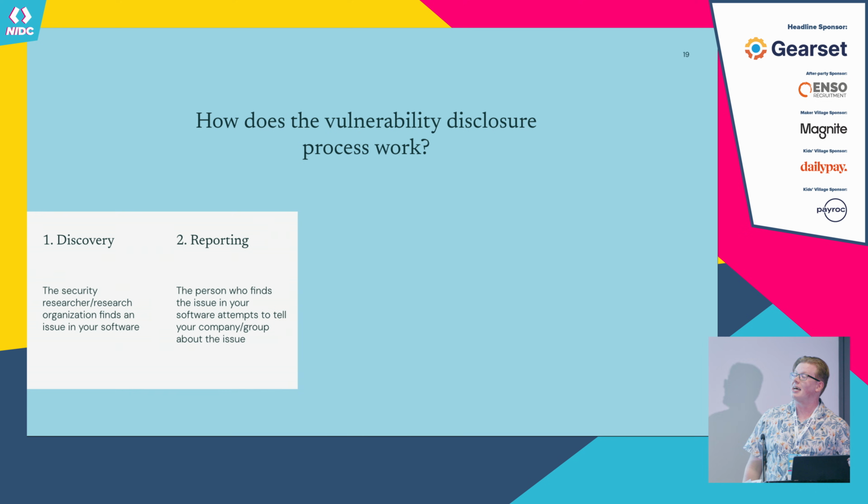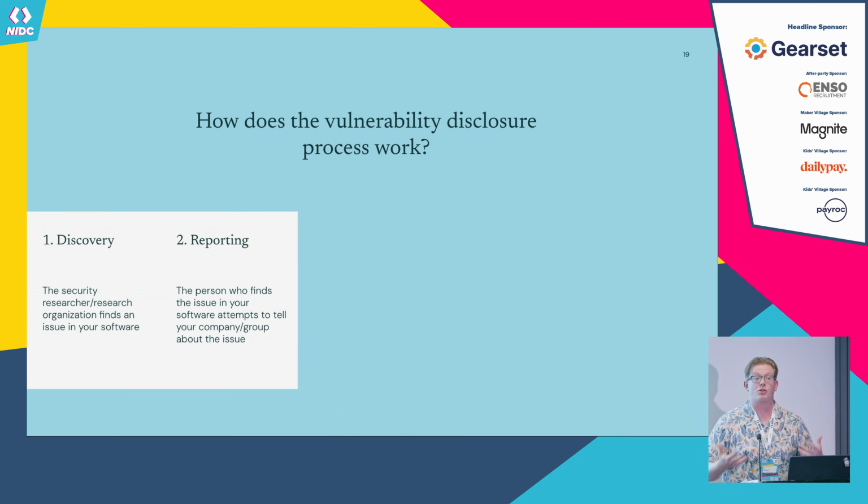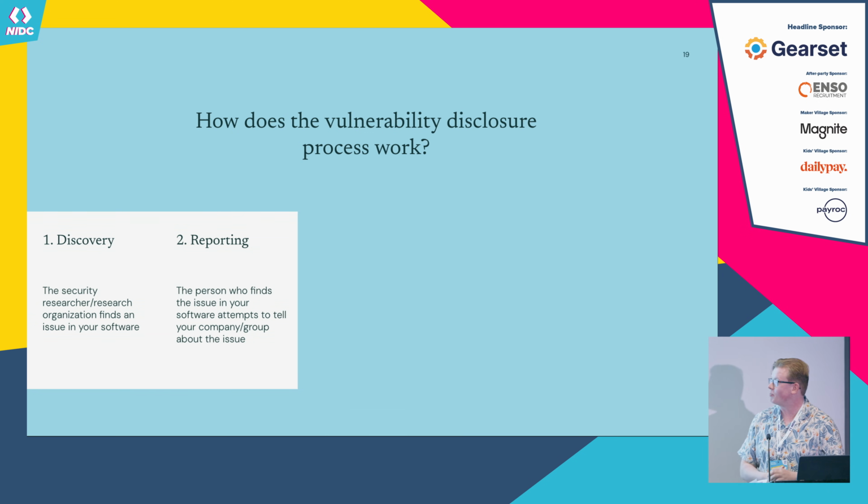The second step then is reporting. The individual who finds this vulnerability is going to go to your company and attempt to tell you that they have found this issue in your product. Basically, if you're a big company, they can reach out to anybody, as we'll talk about later on. If you're in an open source community and somebody finds it, I hope you like being emailed personally.